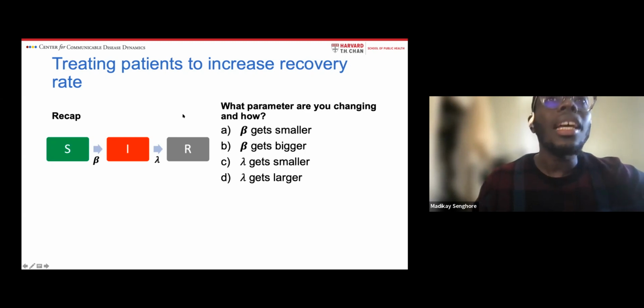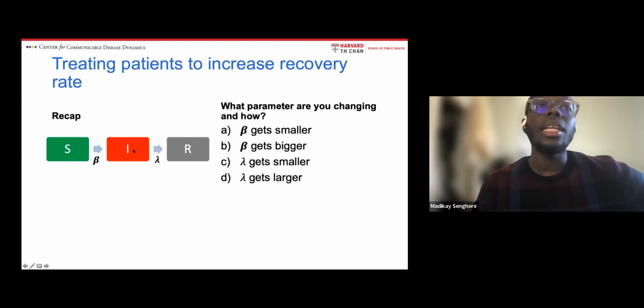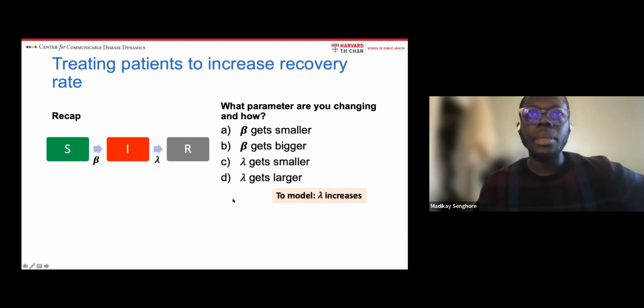Okay, so that's the gist of it. Basically, if you treat people, you put people in a situation where they spend less time in I, so the rate at which people transition out of I into R becomes faster. And when you put this in your model, this is sort of what you get.